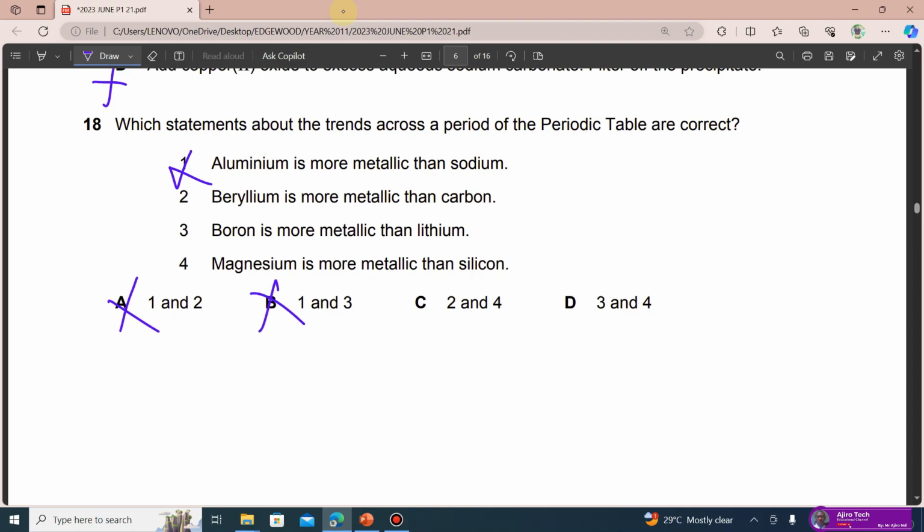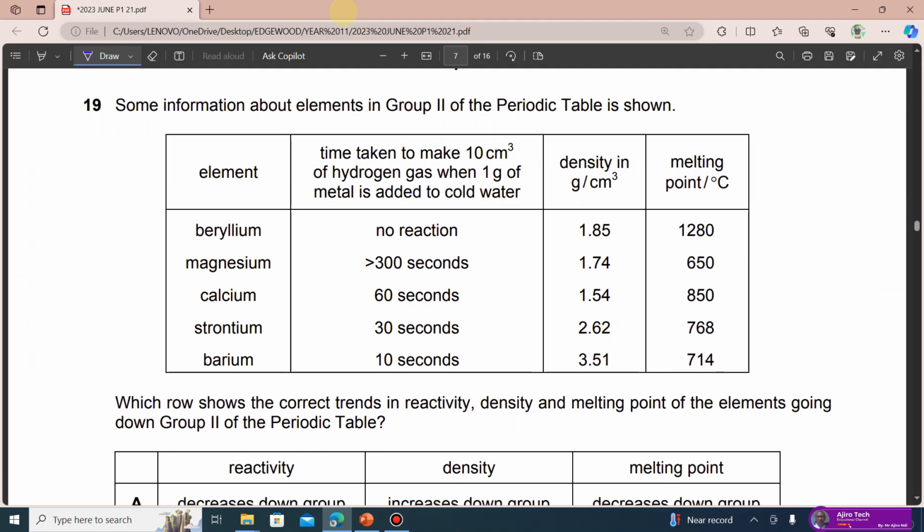So we're left with B, C, and D rather. Beryllium is more metallic than carbon. Yes, that is correct. Boron is more metallic than aluminium. No. Magnesium is more metallic than silicon. True. So option C is the correct answer. So we go to question 19.